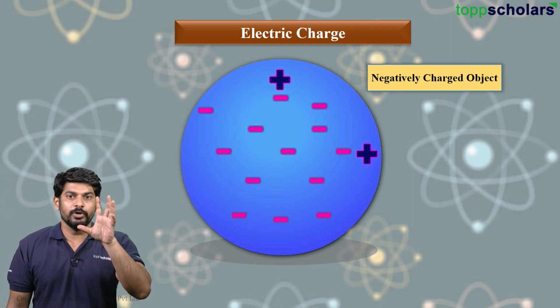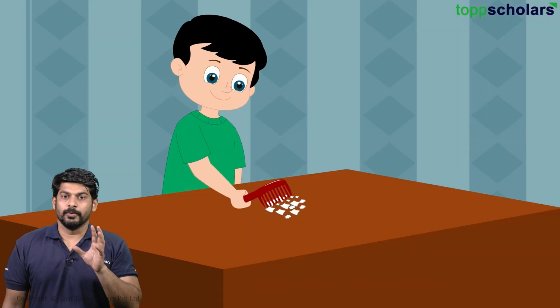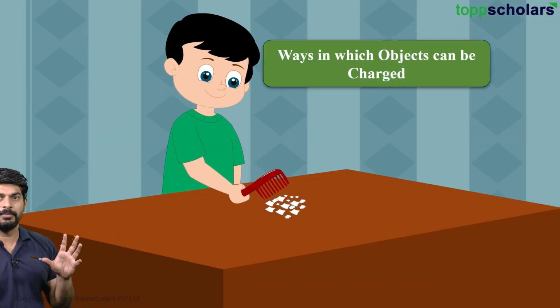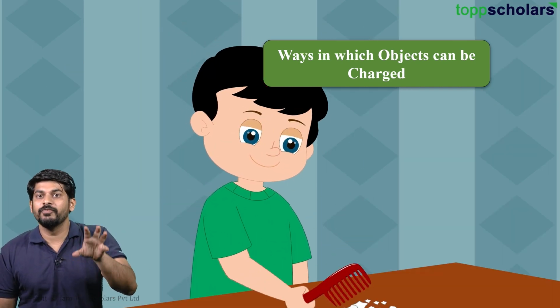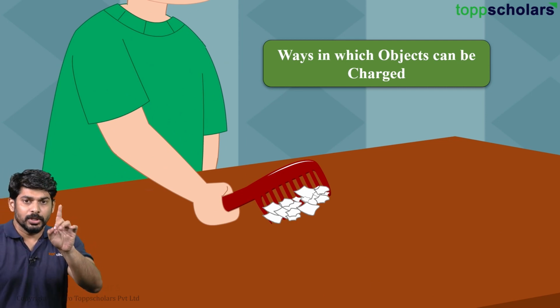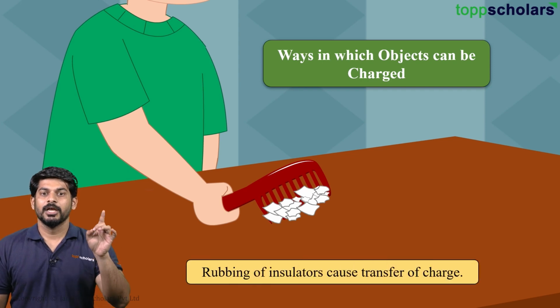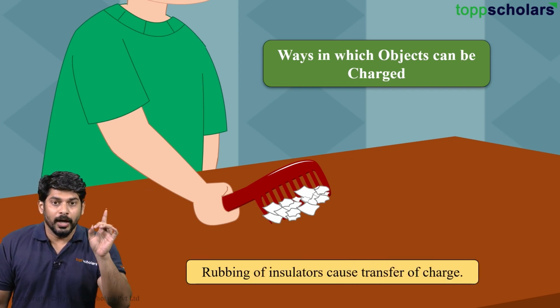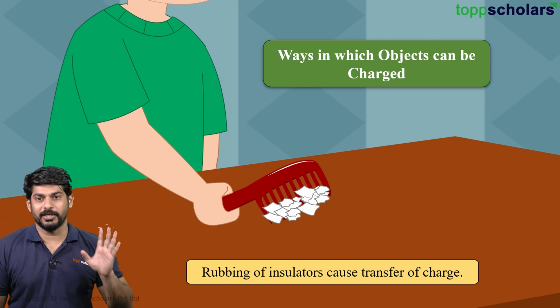So, this is all about positively and negatively charged objects. Now, here is again the same example. Now, we want to talk about the different ways in which objects can be charged. So, one of the ways in which we can charge any object is by rubbing. Rubbing of insulators causes transfer of charge.